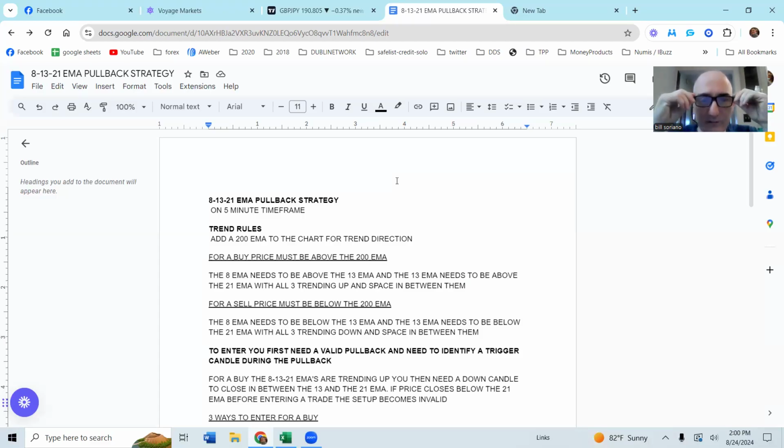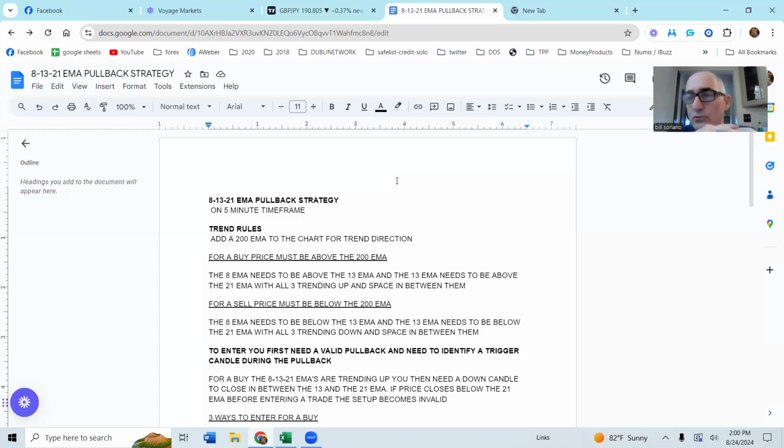This strategy is not a multi-time frame strategy. You don't need to check anything on other time frames. You're just going to use it on the 5 minute time frame. I'm sure it'll work on the 15 minute or even lower time frames, but I haven't used it on that myself. I like the 5 minute.